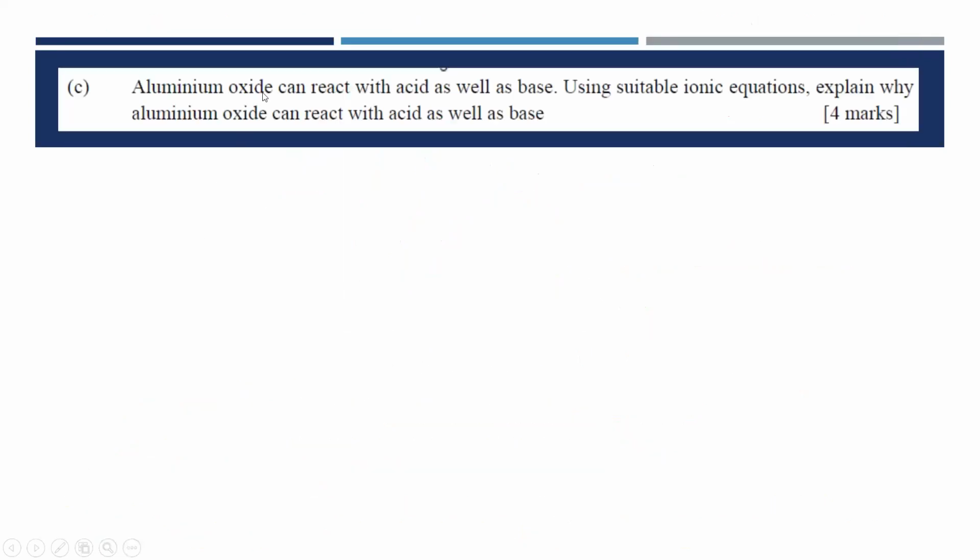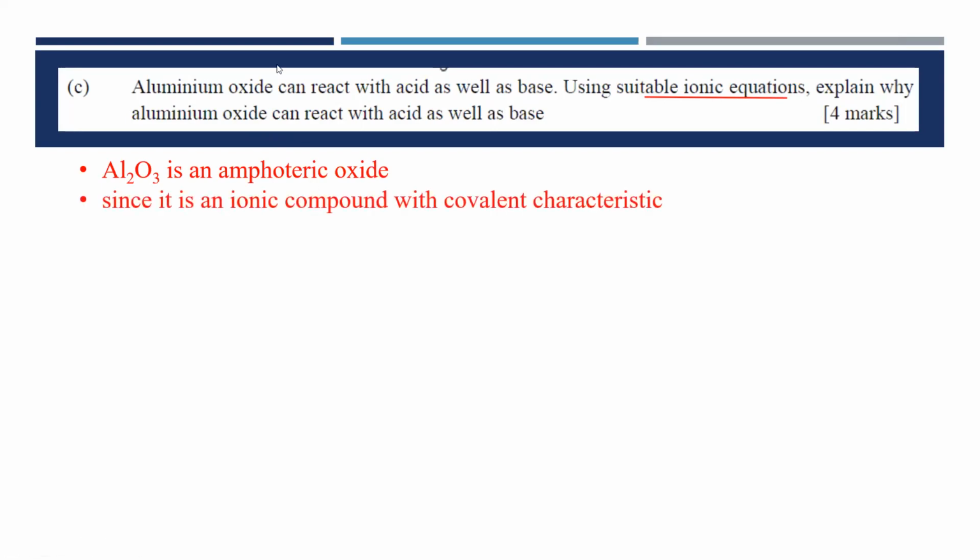Then we go to C. Aluminium oxide can react with acid as well as a base; using suitable ionic equations, explain why. The question already highlighted that you must write your equations as ionic equations. First of all, you have to mention that aluminium oxide is an ionic compound with high covalent character, so aluminium oxide is an amphoteric oxide. The statement only mentioned that aluminium oxide can react with acid as well as a base, but it does not say it is amphoteric, so you have to mention by yourself that aluminium oxide is an amphoteric oxide.